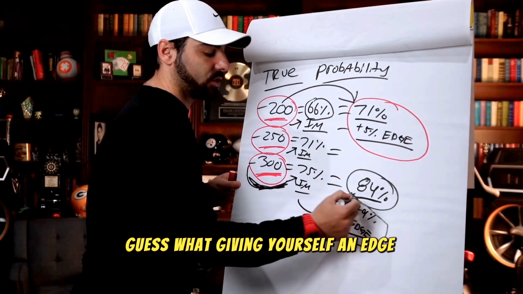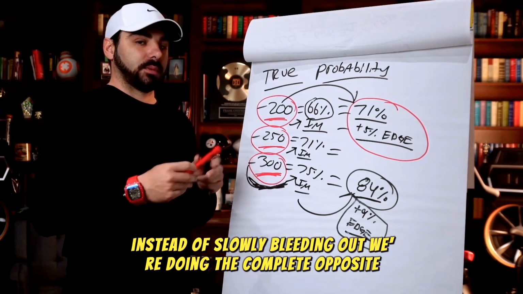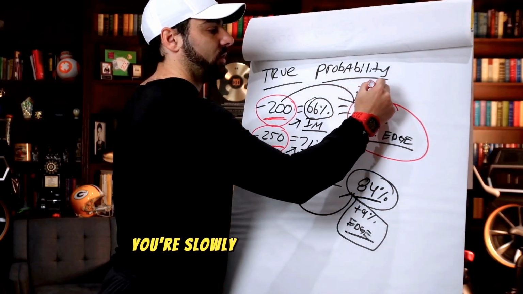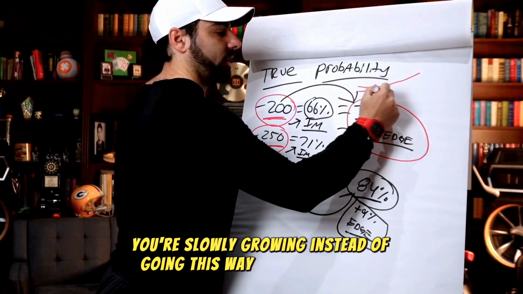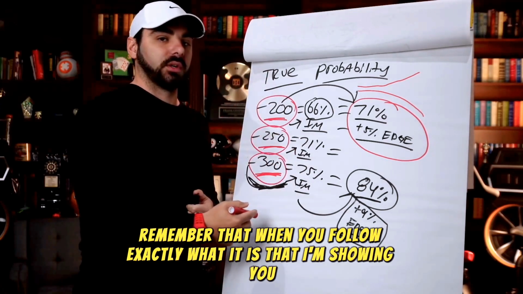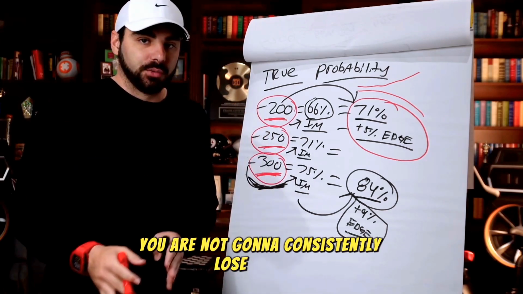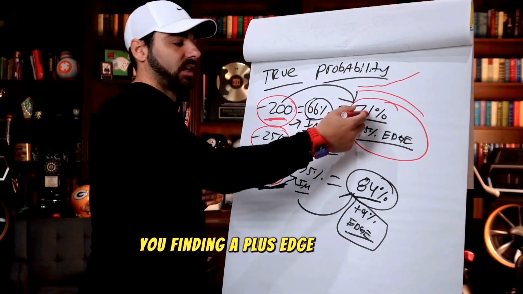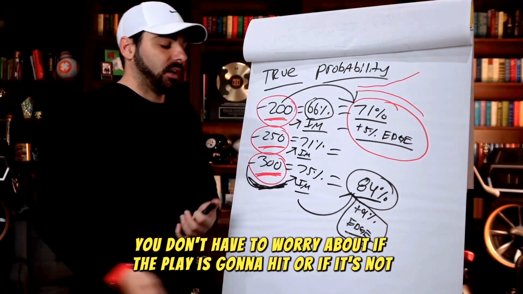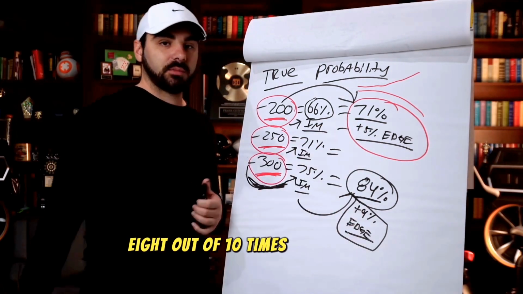Because when you do, guess what? You're giving yourself an edge. Instead of slowly bleeding out, we're doing the complete opposite. We are slowly growing. Remember that. When you follow exactly what I'm showing you, you are going to consistently win. You are not going to consistently lose, because with a plus edge and the right true probability percentage, you don't have to worry about whether the play is going to hit or not. You just worry about the percentage. 7 out of 10 times I'm going to hit this. 8 out of 10 times I'm going to hit this.